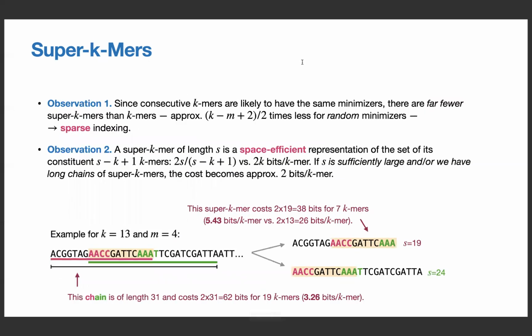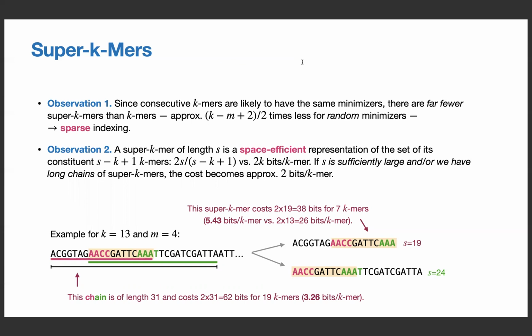About super-k-mers, I have two important observations. The first one is a consequence of the property of minimizers, in that consecutive k-mers are likely to share the same minimizer. This means that we expect to see far fewer super-k-mers than k-mers, which allows us in turn to spend space in our dictionary proportional to the number of super-k-mers rather than the number of k-mers, thus sparsifying the dictionary.